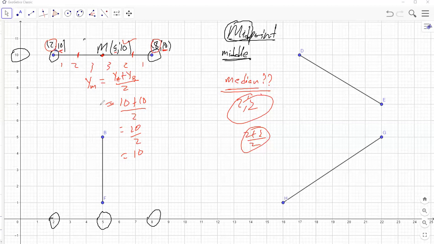And the same applies for the value of x for that point. It will be just x at A plus x at B. And this is 2 plus 8 divided by 2. And this is 10 divided by 2.